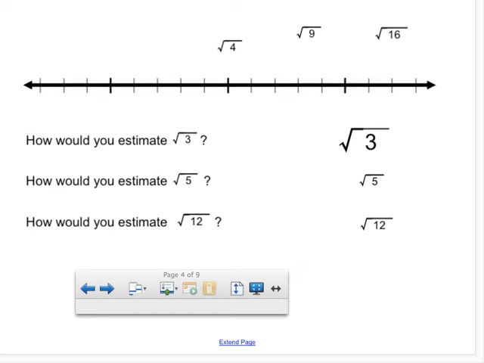So if I took the square root of 1. What is the square root of 1, by the way? 1. What's the square root of 4? 2. Now, what's halfway between 1 and 2? 1.5. And if I squared 1.5, what would be a number that I can use above the number line?